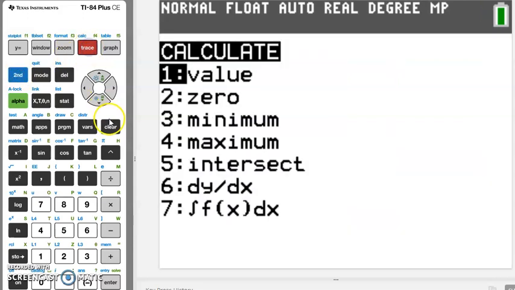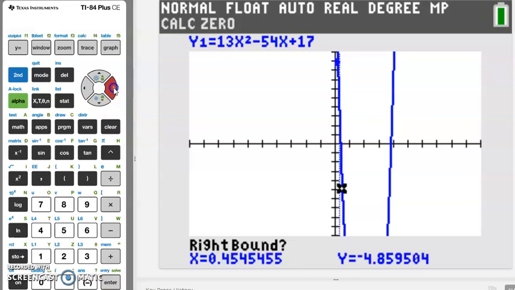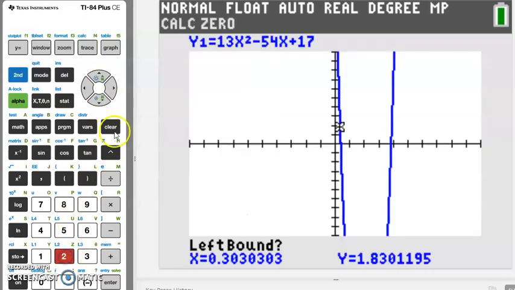Second function, calculate the zeros, because that's what we're interested in. We'll come down here, hit enter one time, hit enter a second time. That'll give us negative 0.343. Do the same thing: second function, calc, zero, and we'll go over to the second x-intercept. Hit enter, bring it above, hit enter for the third time, and we get 3.81.